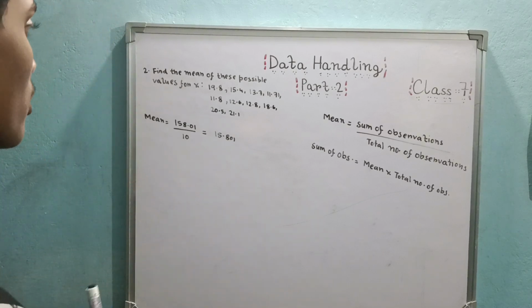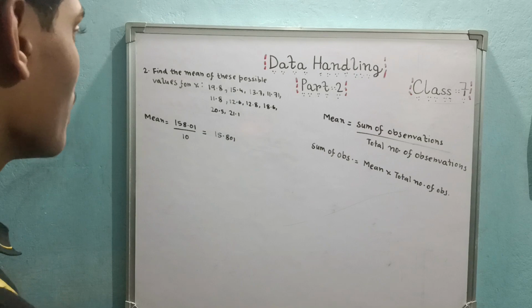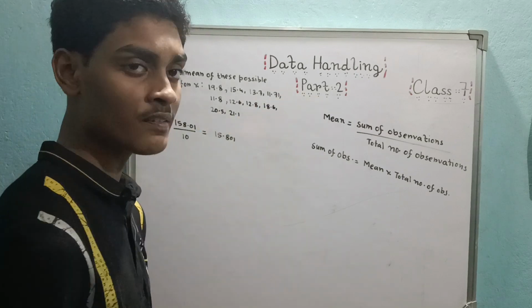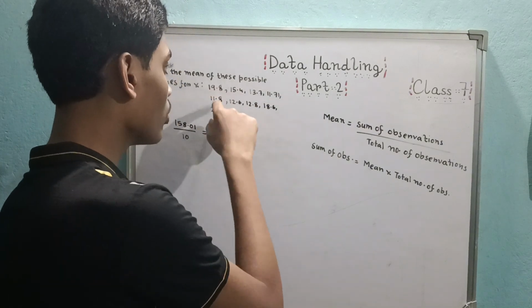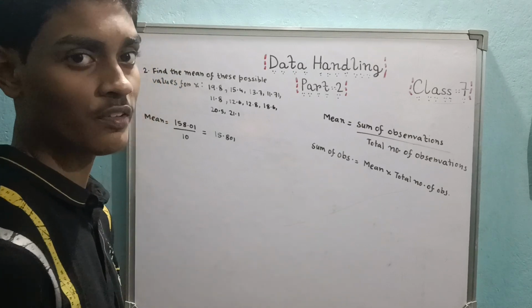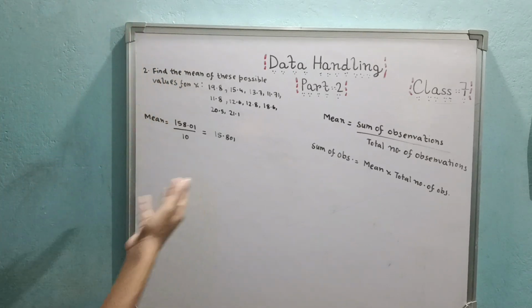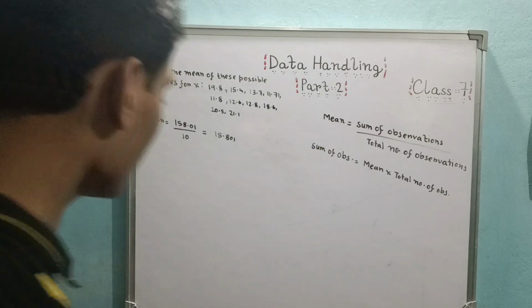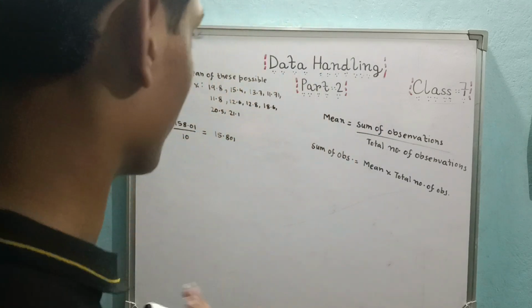Beware if you miss out on something. One trick which I used here: first of all, add the decimal places and keep it as a sum. Then add the whole numbers. Whole number sum plus decimal number sum is equal to the total sum. You can do that, and that's the answer. The mean is quite easy to find: sum divided by the total number of observations. Easy.